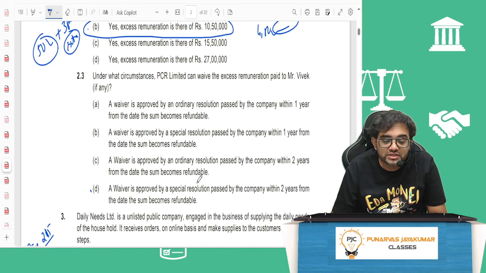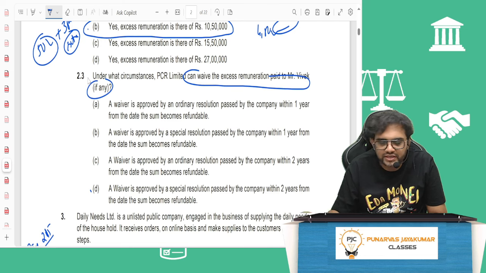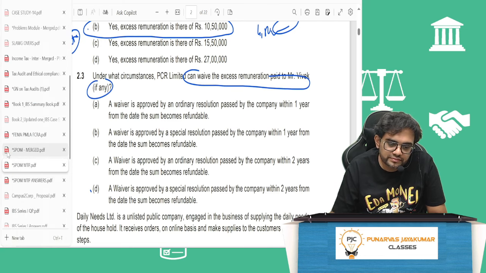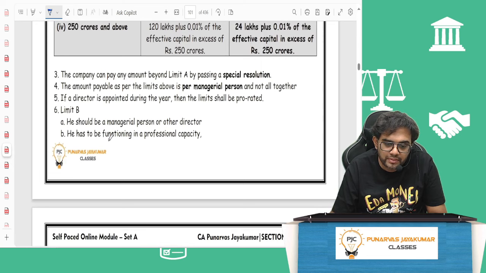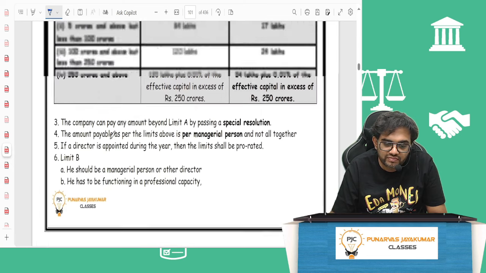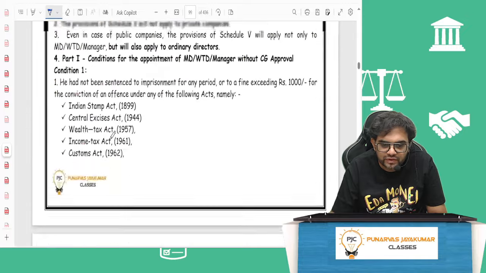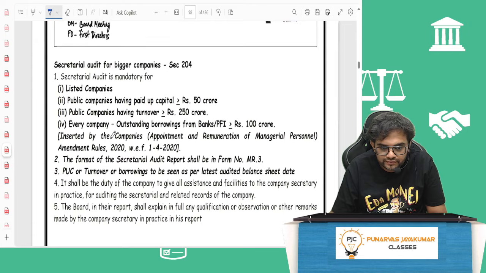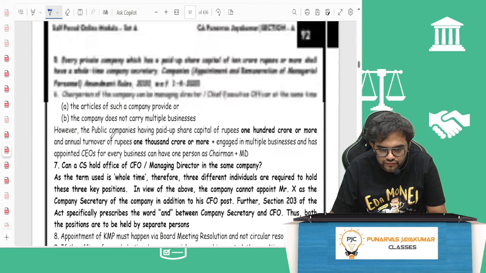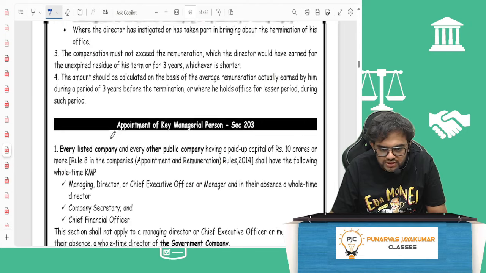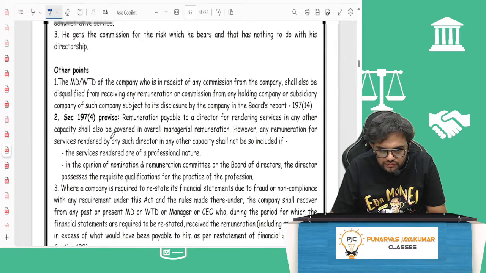Next. Under what circumstances can PCR Limited waive the excess remuneration paid to Mr. Vivek, if any? Waiver is possible. Any excess remuneration waiver is very much possible. We have to go to 197. Pass a special resolution.